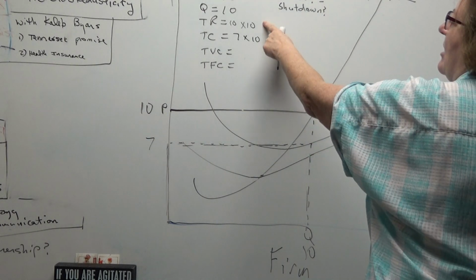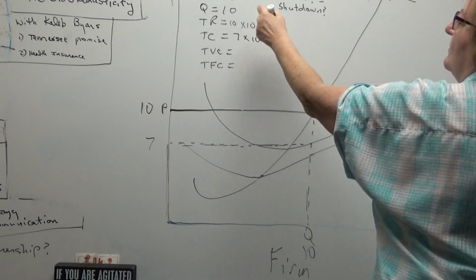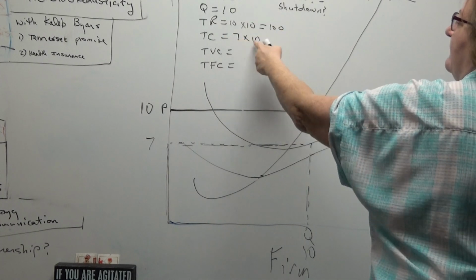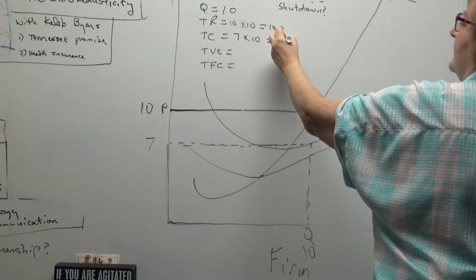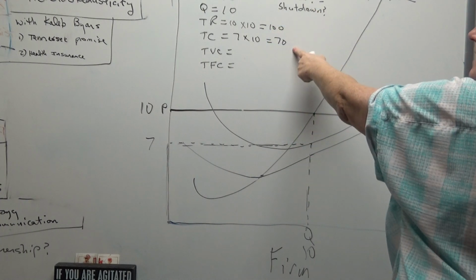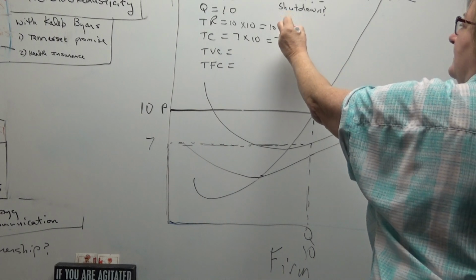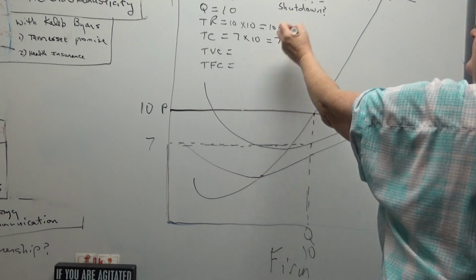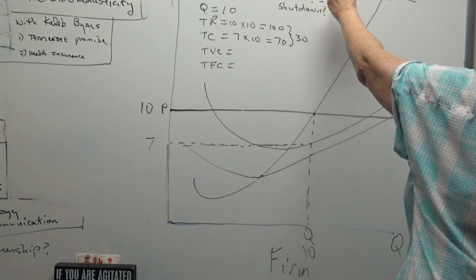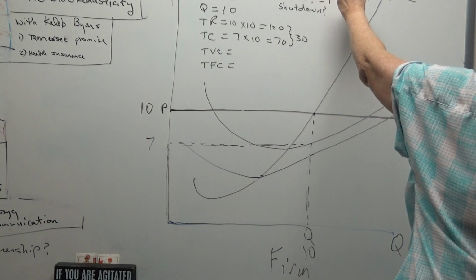So, do we have a profit or a loss? Our total revenue was 10 times 10, 100. Our total costs are 7 times 10, 70. Profit or loss? More revenue than cost, 30, right? So it's a profit, and you can write out profit. I just don't have room here. Profit of 30.